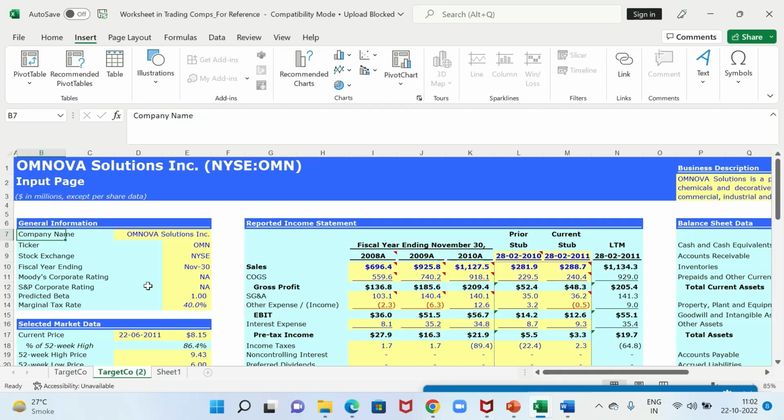So this is the company name. We have the stock market ticker, stock exchange, fiscal year ending. Are there any corporate ratings? Just by entering the ticker through the database, we have certain add-in plugins and formulas which help us refresh these numbers by just changing the date over here. So if we change the date, this will automatically update.